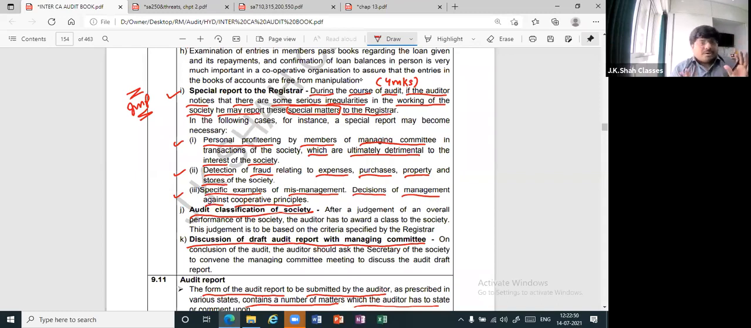That class you don't have to understand. It has to be awarded which class. Okay, it's like ABC analysis. We don't have to know that analysis. You just have to understand audit classification has to be done of the society.